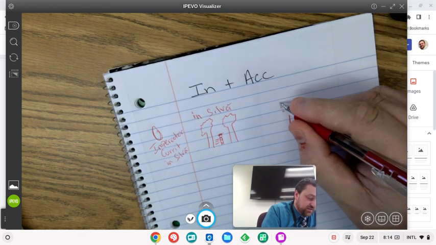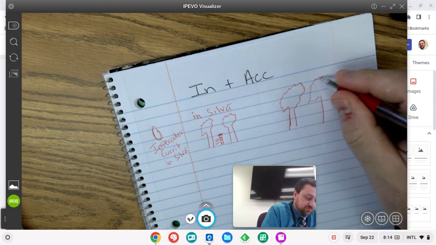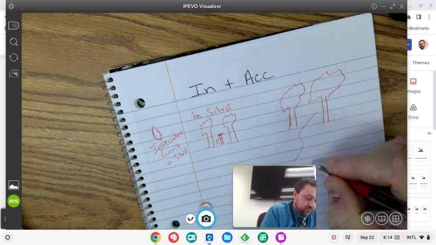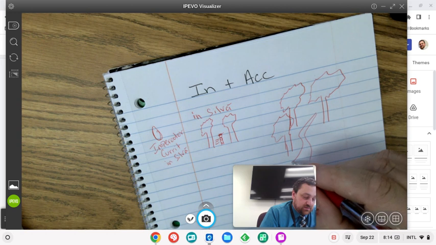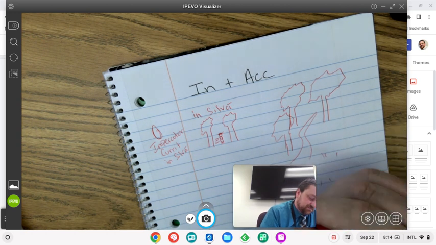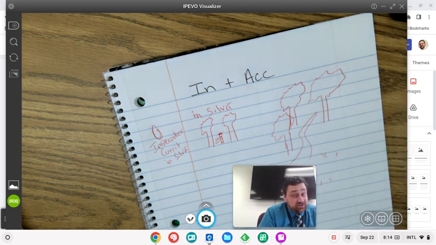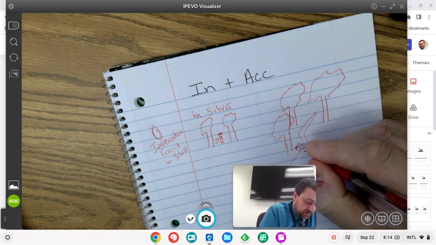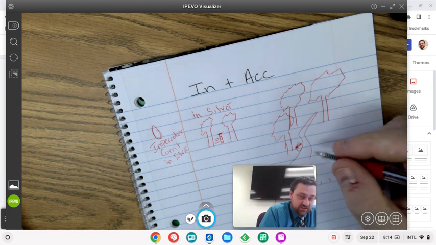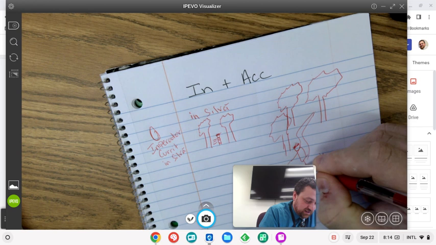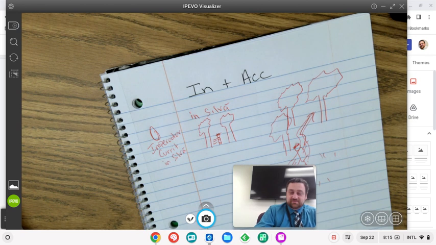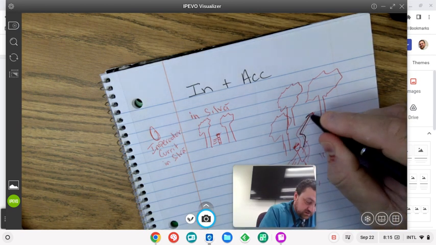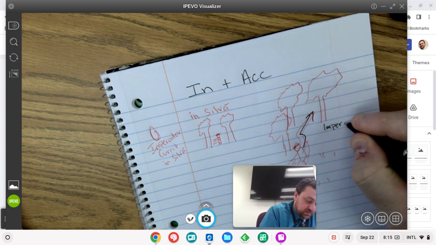However, if you have the same forest, and then there's a little prairie out here with a little path, and it's leading into the forest. And you have that same emperor with his same little crown thing of leaves and his same toga. And now he's running into the forest. Then what I would say is happening here is imperator in silvam currit.